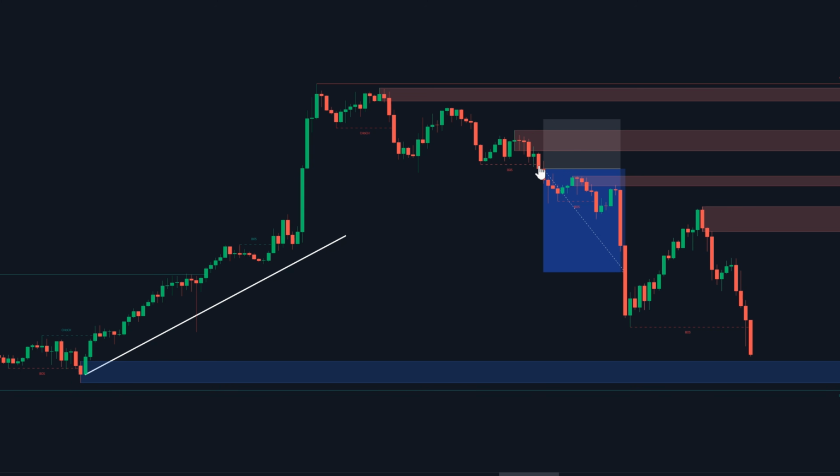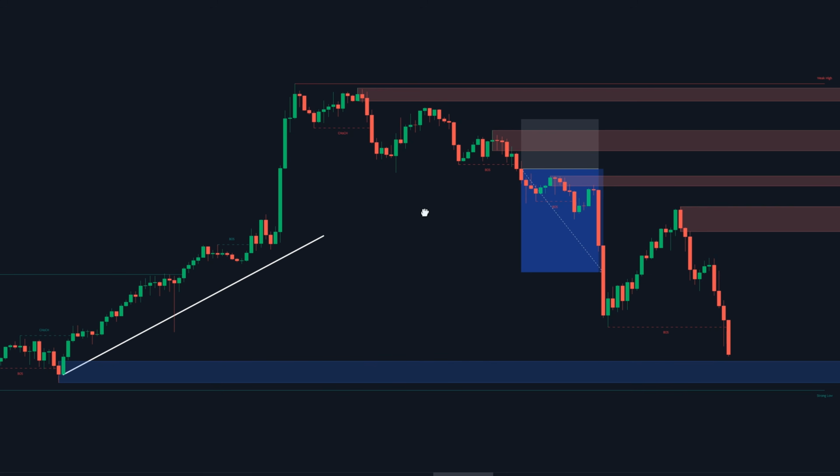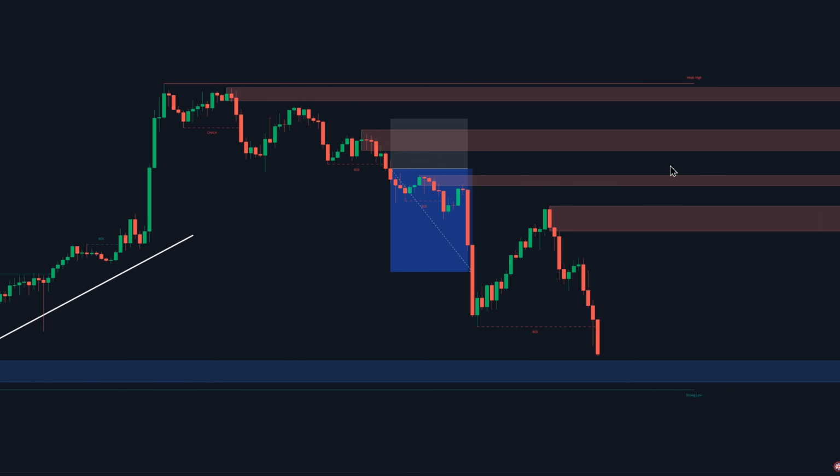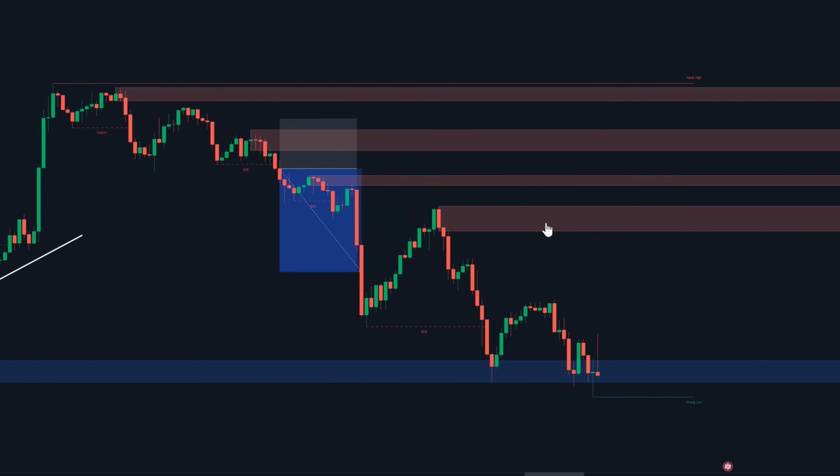And then you take a short position. And of course, it's going to be the opposite for a long position. You can also use retests to these order block levels for more trades.